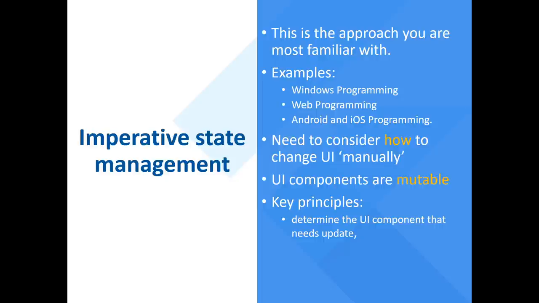So these are the common principles or common steps when dealing with imperative state management or any imperative UI framework or technology. The key principle, first: when you want to change the UI, you need to determine which UI component needs to be updated or dealt with, like the example I gave just now, changing the window title.